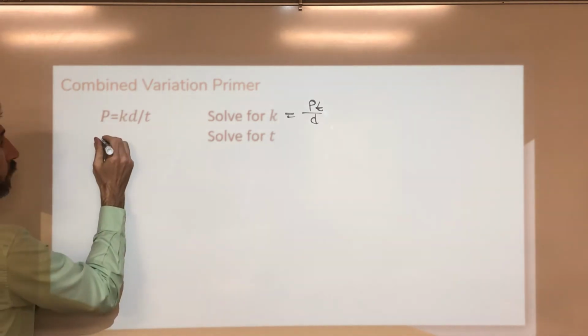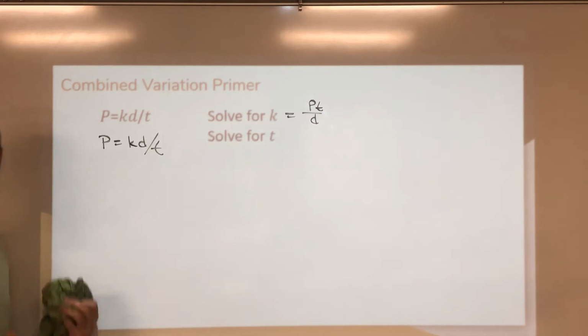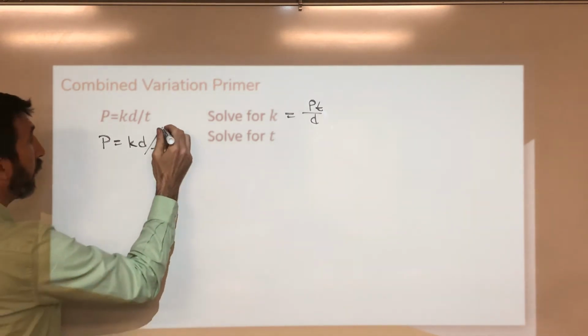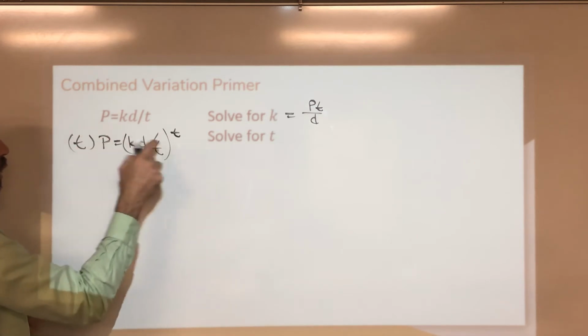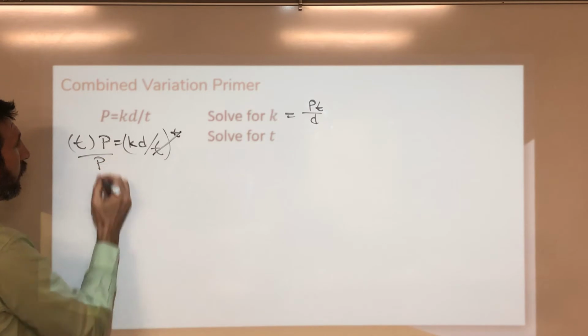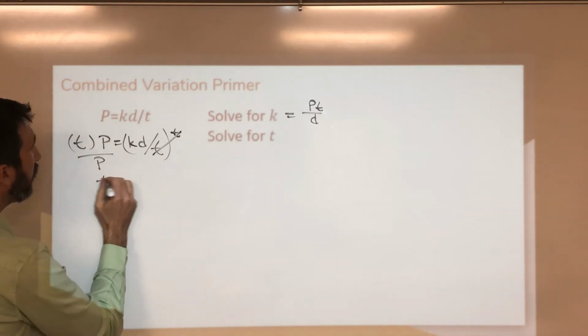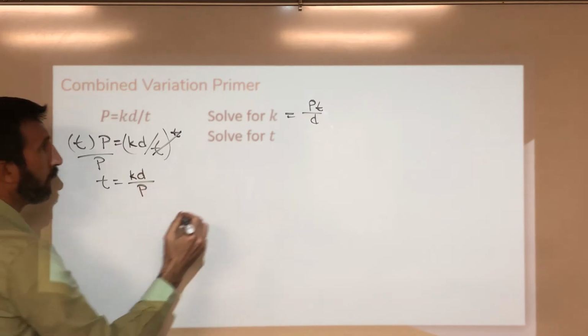Now if we wanted to solve for t, just like we did with our other inverse problem, we've still got to multiply everything times t, because we have to get our t on top, and then we're going to have to divide by p. So t equals k times d divided by p.